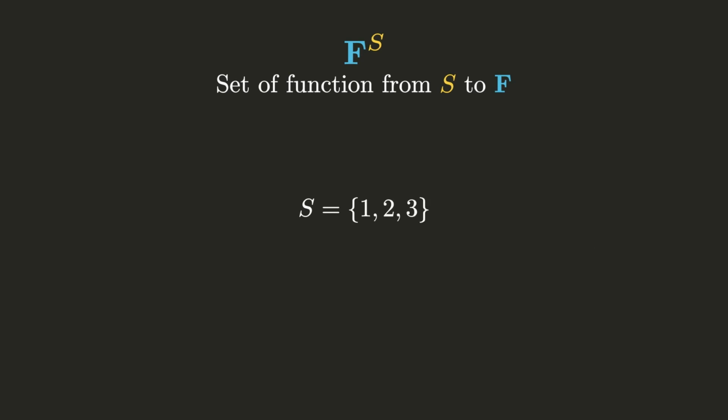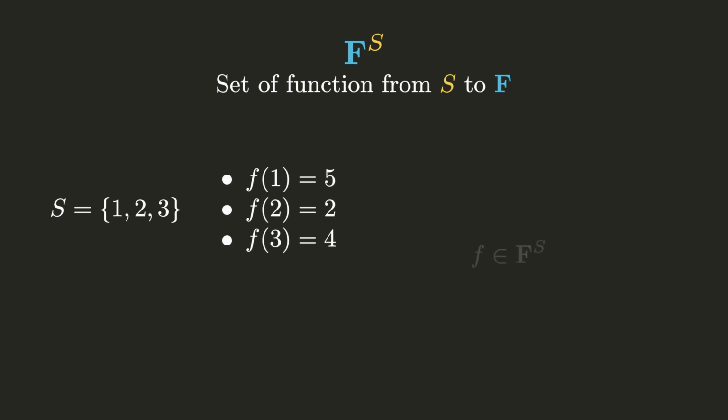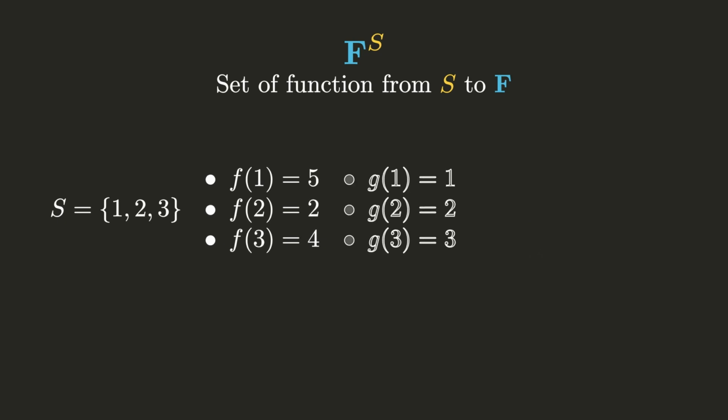Suppose S contains 1, 2, and 3. And then suppose f is a function mapping 1 to 5, 2 to 2, and 3 to 4. Then it's easy to see f is a member of F to the S. And then we suppose g is another function mapping 1 to 1, 2 to 2, and 3 to 3, and that h is a function that maps everything to 0. Then we can denote this h by 0.